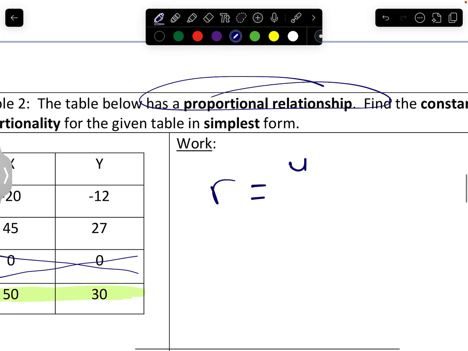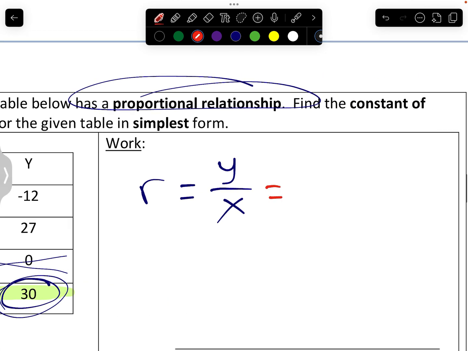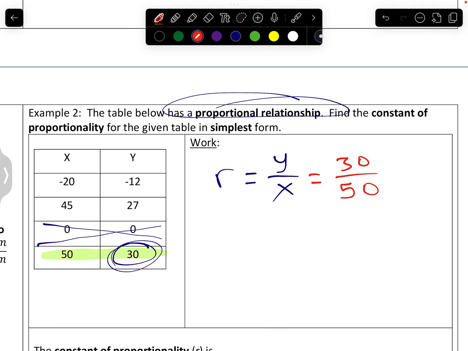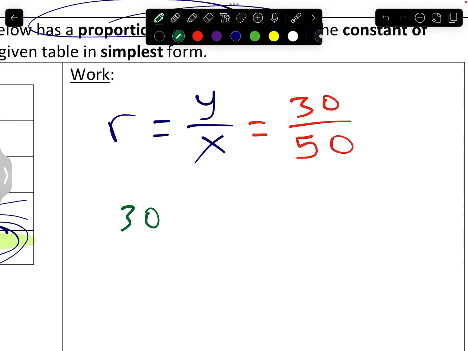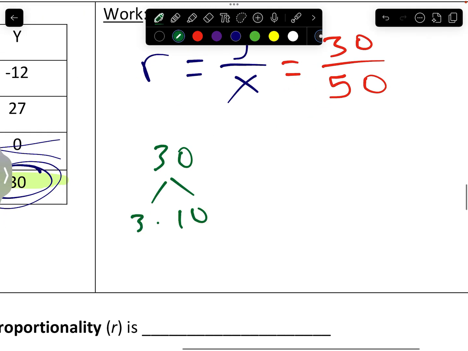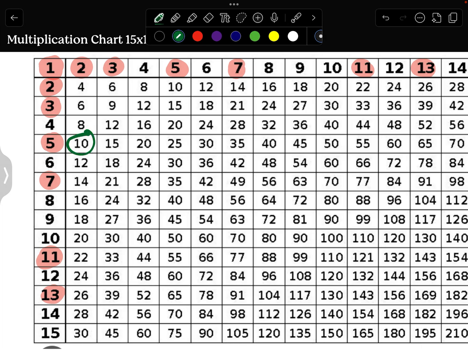So r equals y over x. And on the y side is the 30. Which means that the 50 is on the bottom. Now again, do you guys need to break this stuff down? If you know how to simplify fractions? No. But just in case we don't, let's break down the 30 first, which I know is 3 times 10. And if you look back on the front, 3 is a prime number. I can't make that any smaller. But 10 we can. We go to our multiplication chart. Hey, look, there's 10. And that's 2 and 5.